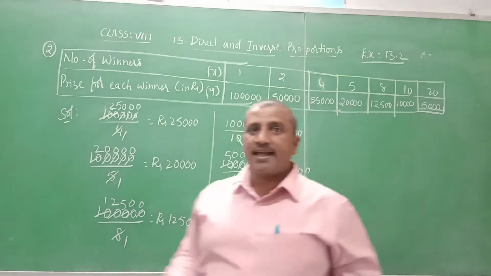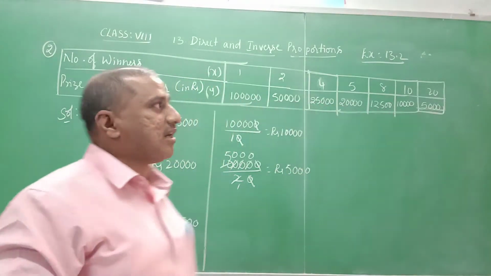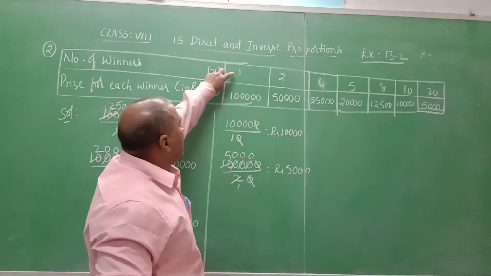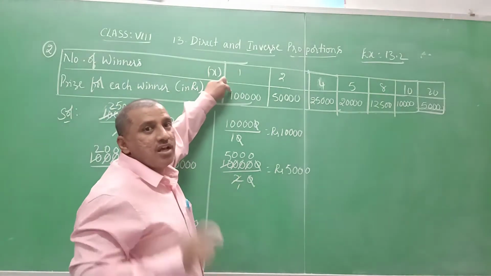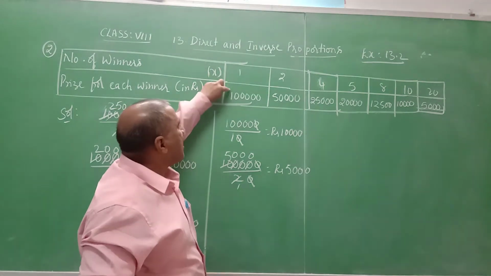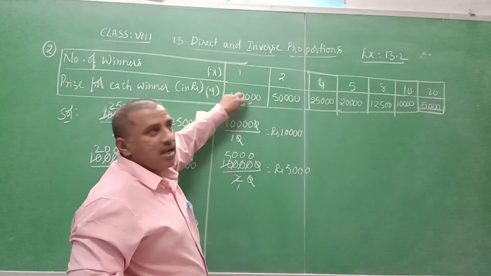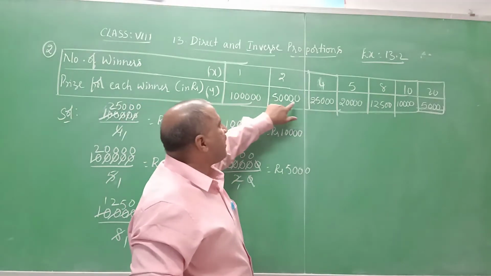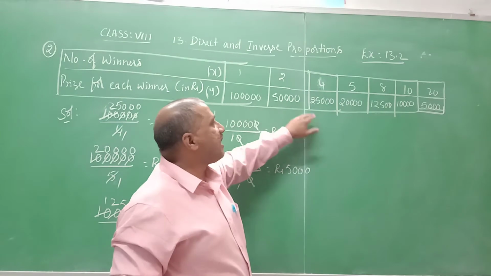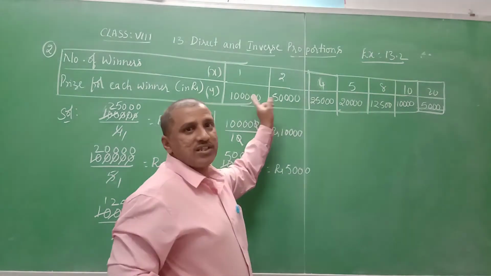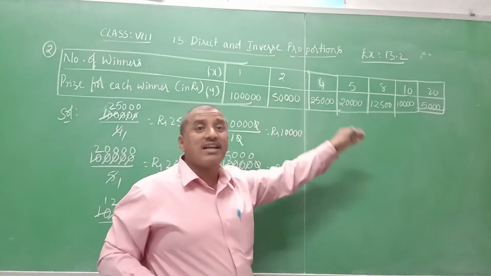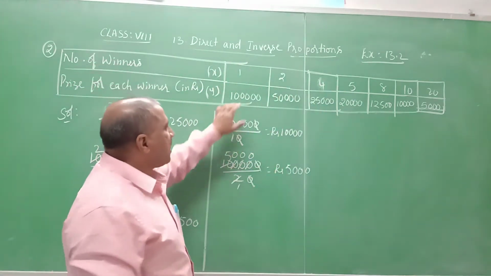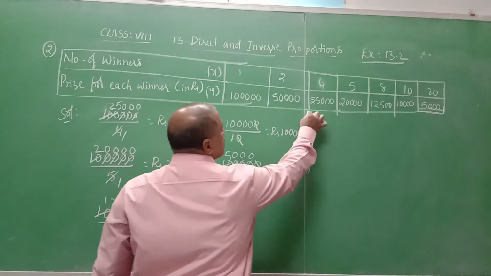Then we have to check whether it is in inverse proportion or direct proportion. Direct proportion means the ratio of x values and y values should be the same. What is the ratio here? It is 1 is to 1 lakh. What is the next ratio? It is 2 is to 50,000, or 1 is to 25,000. Here these two ratios are not the same, so it is not in direct proportion. Now check whether it is in inverse proportion or not.